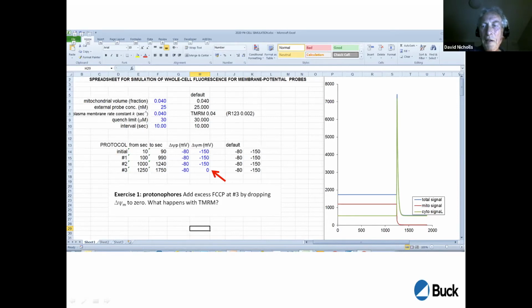Breakout group 8 there? Yes. Okay. So you don't need to know the answer, but just say what you think is going on here.